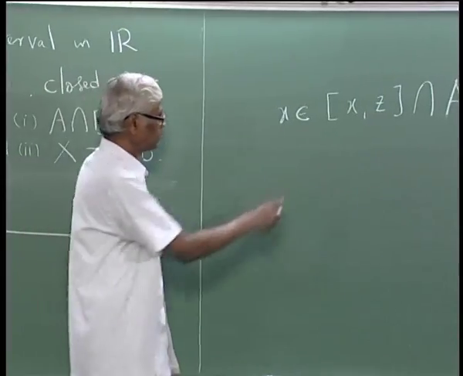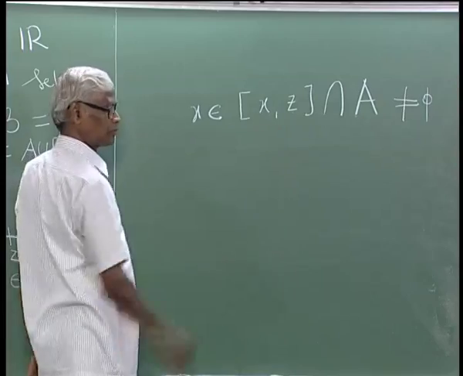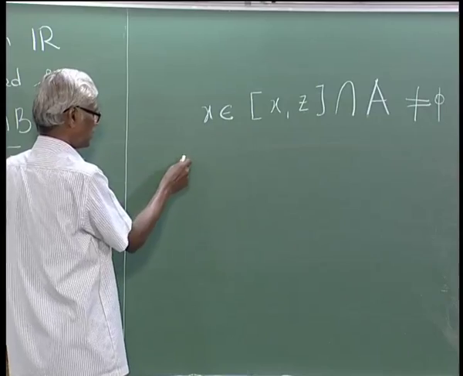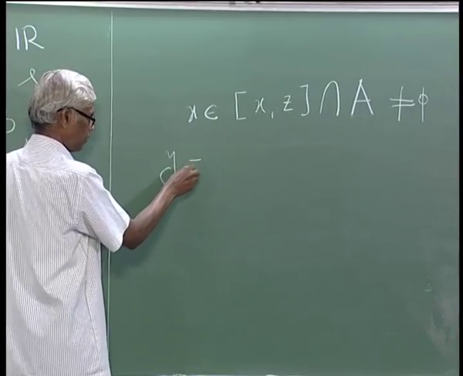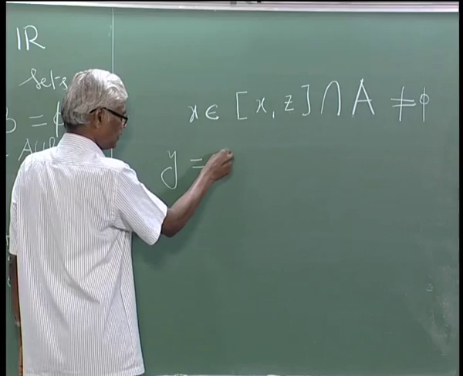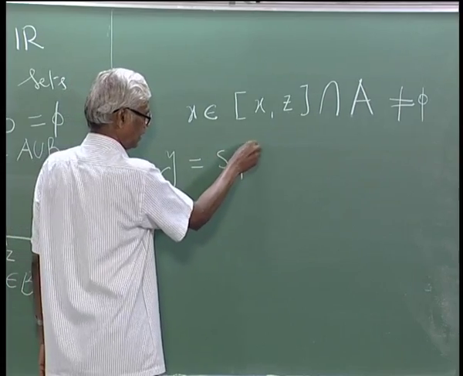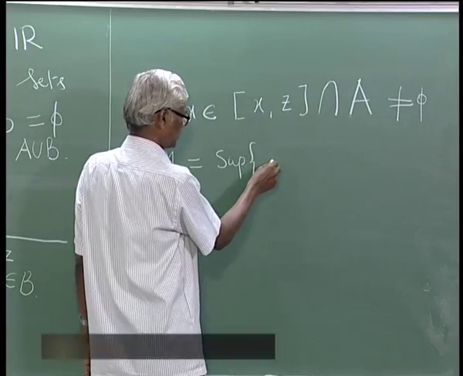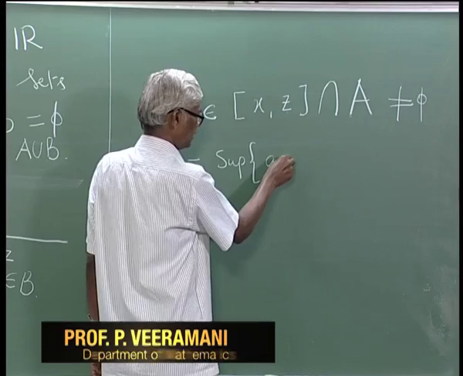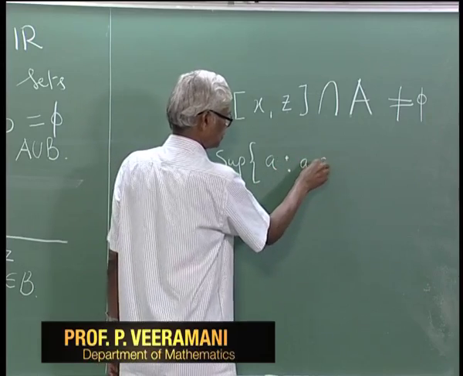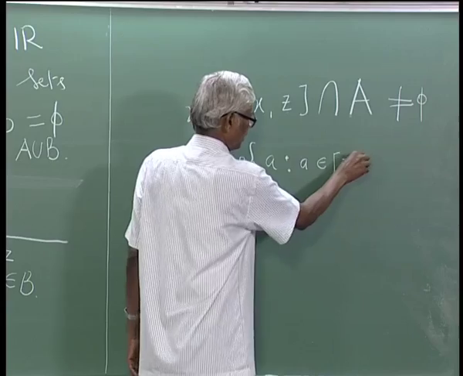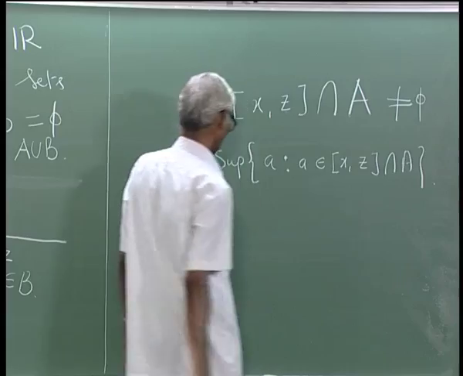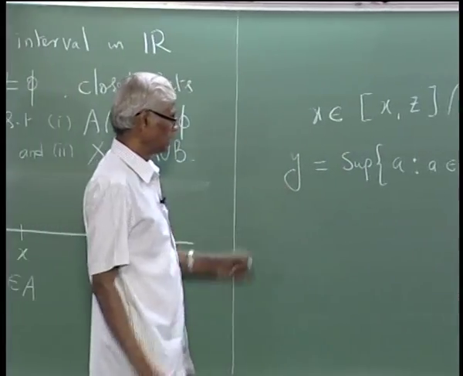Now, this is a non-empty subset of R which has an upper bound, hence the least upper bound exists. We have denoted that by y. So, that is the supremum or least upper bound of the set of all a such that a belongs to the closed interval [x, z] intersection A. That y is a real number.